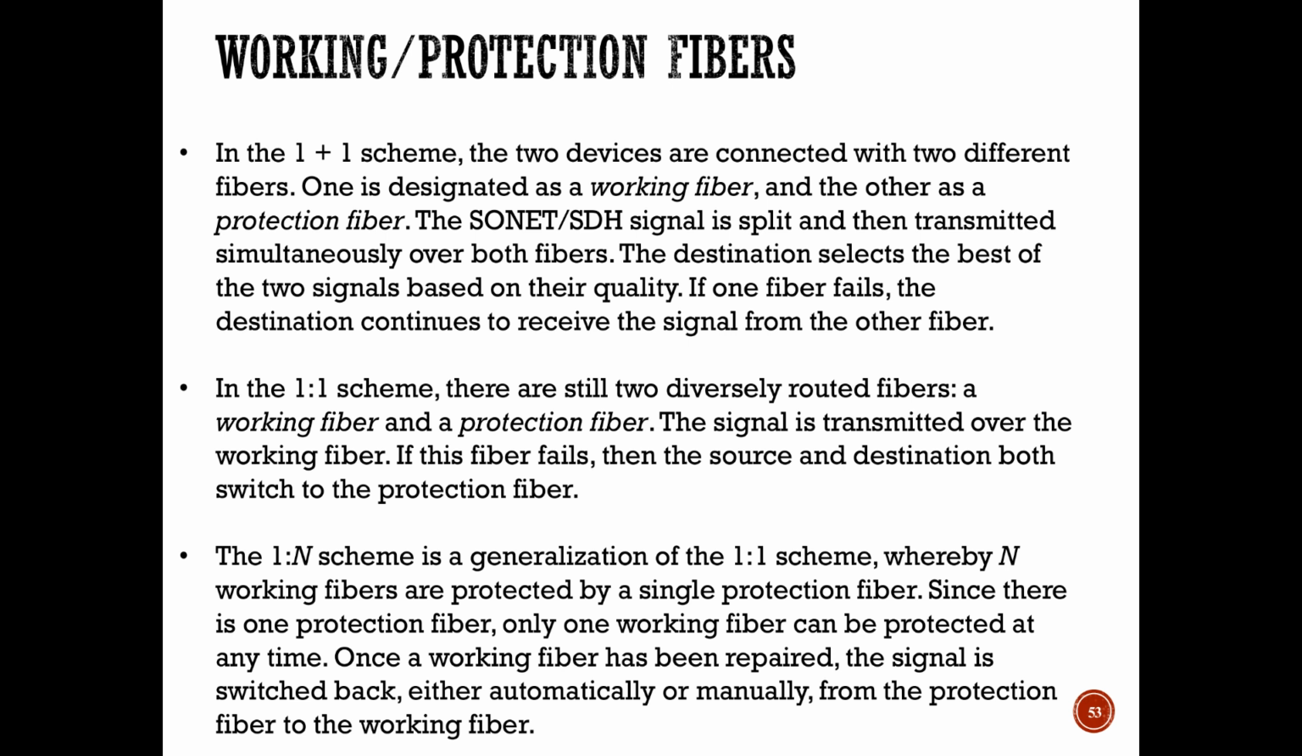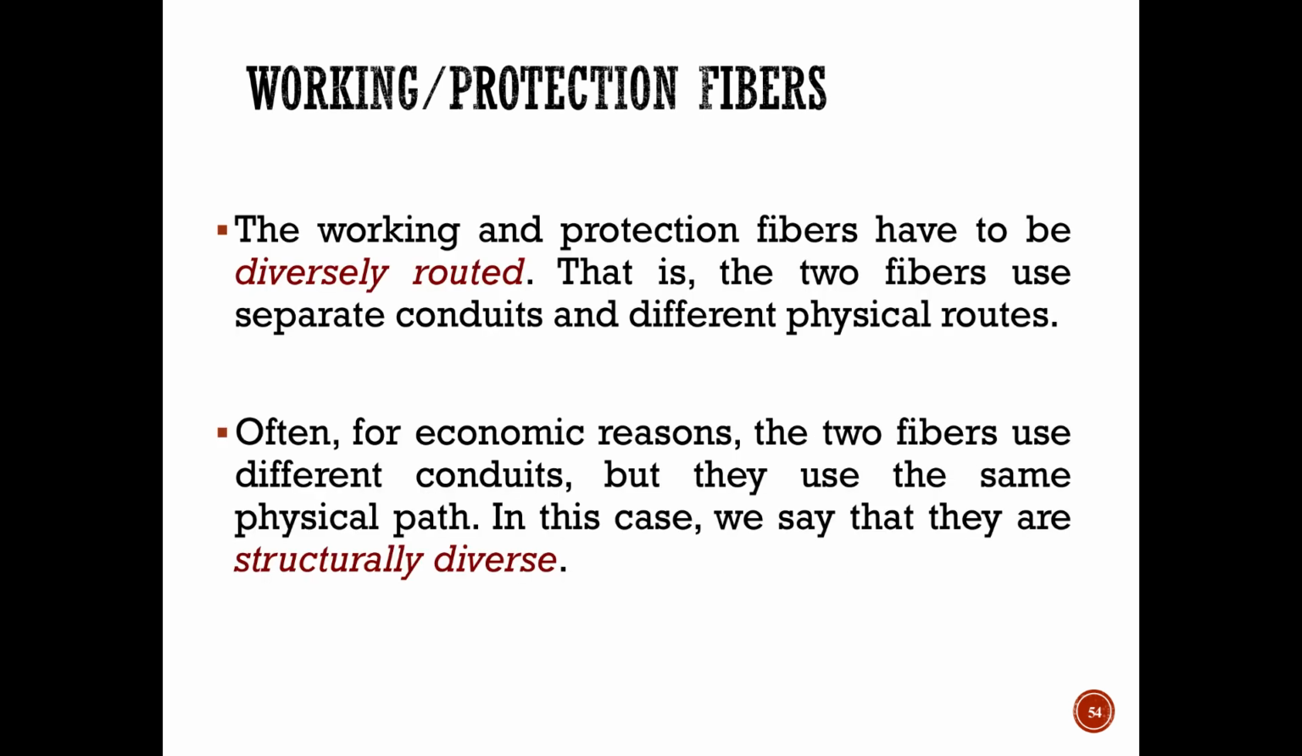Once a working fiber has been repaired, the signal is switched back, either automatically or manually, from the protection fiber to the working fiber. The working and protection fibers have to be diversely routed. That is, the two fibers use separate conduits and different physical routes. Often, for economic reasons, the two fibers use different conduits, but they use the same physical path. In this case, we say that they are structurally diverse.